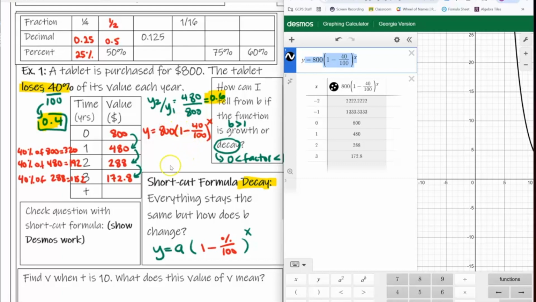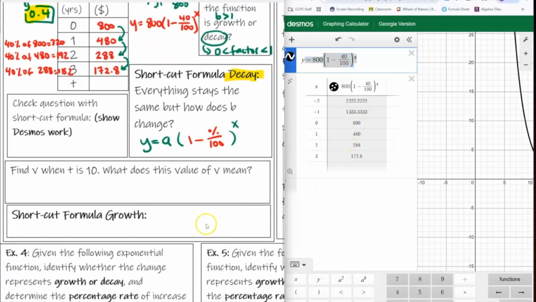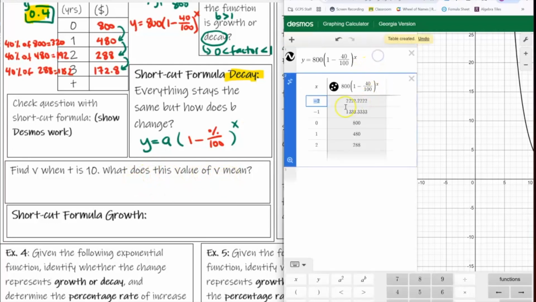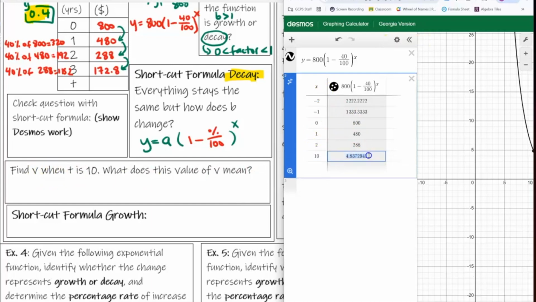Okay, so once I type that in, that's my general formula. Now I can answer any question. So it says check a question, show a formula with decimals to see that it works. So we check that each time. So we're good. Find v when t is 10, and what does this value of v mean? Okay, so I'm going to make it a table. Find v when t is 10. So my time needs to be 10. So that is what v is, and it doesn't tell me how to round. So I guess I'll just round to the nearest.